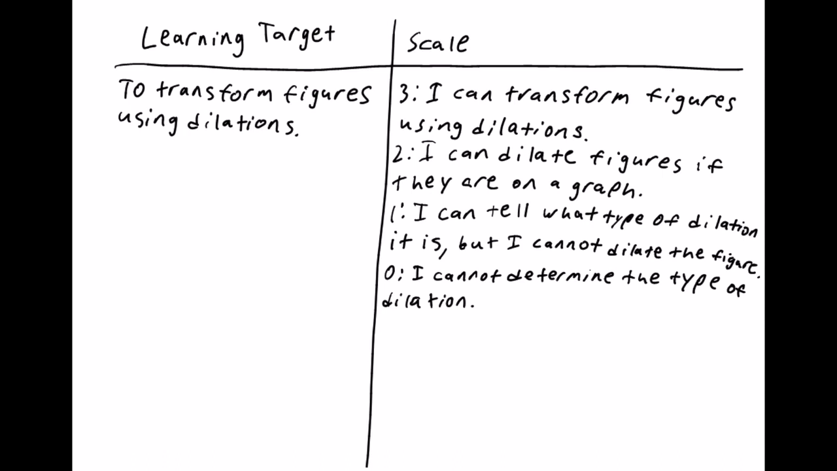So, for a scale of 3, you can transform figures using dilations. At 2, you can dilate figures if they are on a graph, like a coordinate grid. At 1, you can tell what type of dilation it is, but you cannot dilate the figure yourself. And at 0, you cannot determine the type of dilation.